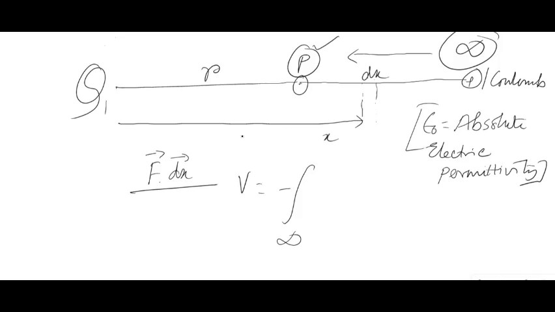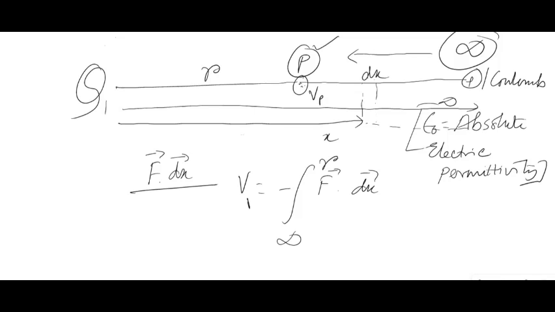So minus, infinity to r, because this position is r and this position is infinity. So bring it back from infinity to the r position. So the amount of work done will be nothing but F dx, where x is varying from infinity to r. That value will be depicted as the amount of potential at that particular point P. If it is denoted as V at the point P, then Vp will be denoted by this expression.